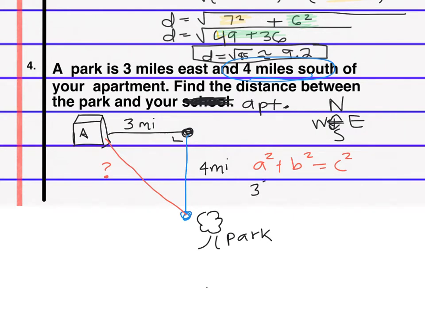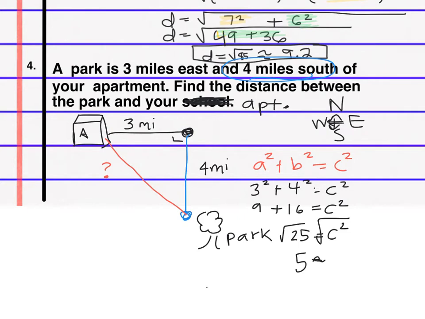So 3 squared plus 4 squared equals c squared. So 3 times 3 is 9, 4 times 4 is 16, 9 plus 16 is 25, and it's actually exactly 5 miles. It's a little far away for like walking to the park. All right, so don't worry too much about number 4 for right now.